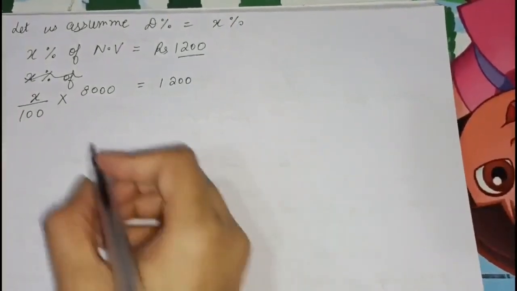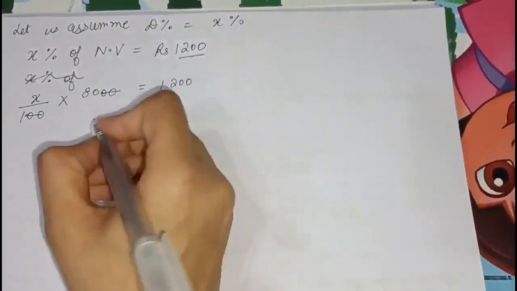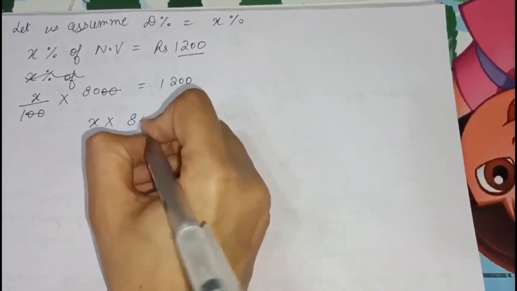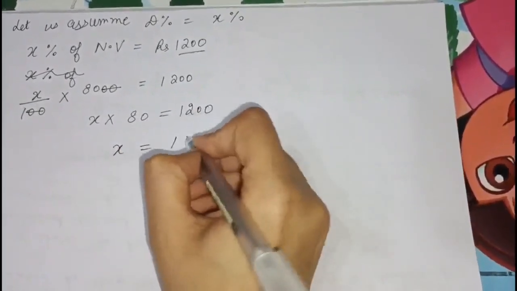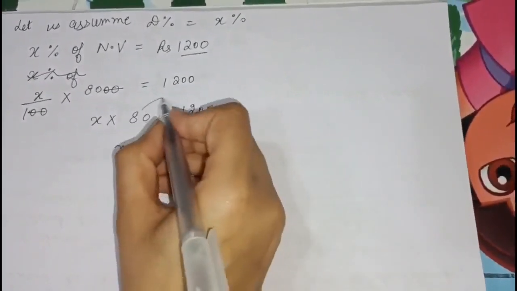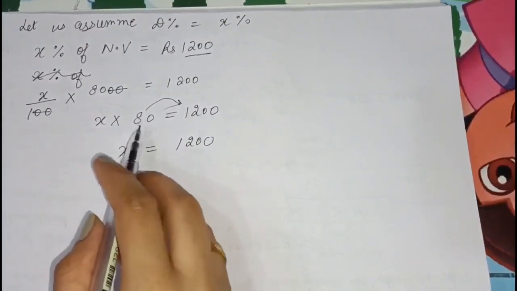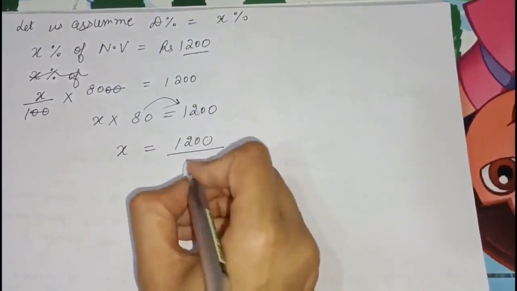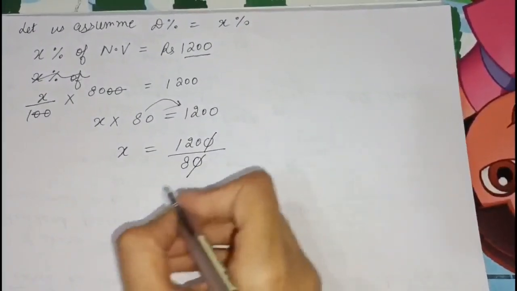Now we can simplify this. These 2 zeros and these 2 zeros will get cancelled. So X into 80 is equal to 1200. So X is equal to 1200 by 80. This 80 we will shift to the other side. It is getting multiplied with X, so when we shift it to the other side, it will get divided. So this 80 will come here. 0 and 0 will get cancelled.